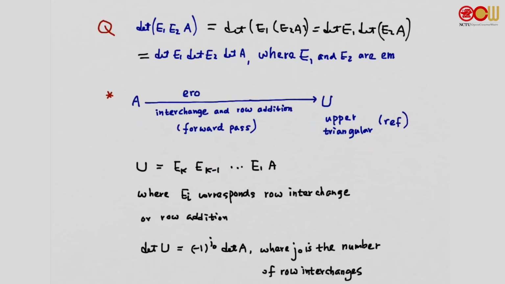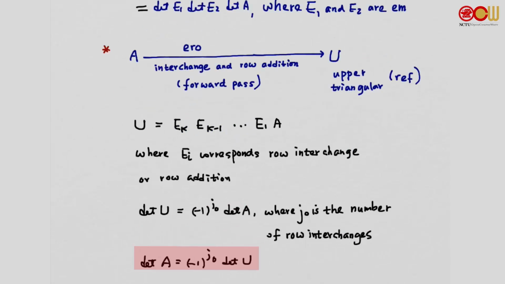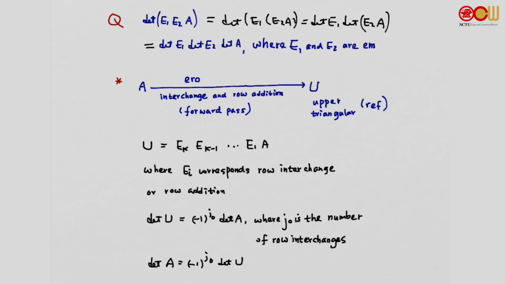So determinant U and determinant A now have a very nice relation. Determinant U is determinant A with the extra (-1)^j0, where j0 is the number of row interchanges. Or we can say determinant A is equal to this one. And what's the use of this? We want to compute determinant A, right? And this relation now gives us an alternative way to compute determinant A.